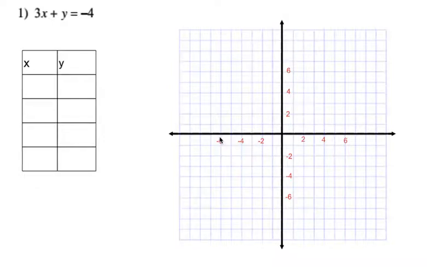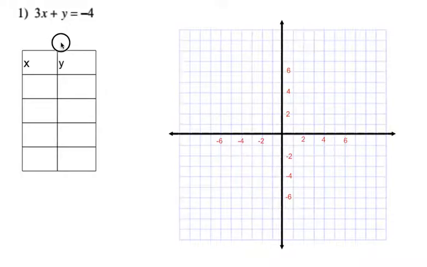This is a quick video to talk about how to graph a line from an equation using a table of values. We've talked about this in class. This is the first problem on the worksheet for the homework that's due tomorrow. So I have 3x plus y equals -4. I'm going to choose some values to put in for x, get y values out, and then plot those points.